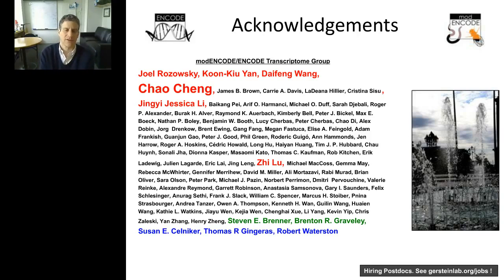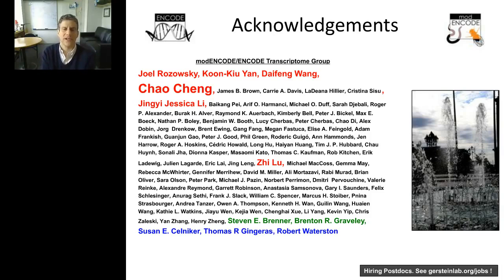And in particular, we need to acknowledge Bob Waterston, Tom Gingeras, and Sue Celniker, who led the data generation efforts on worm, human, and fly, respectively, and also Brenton Graveley participated very much. And then the other people listed on this figure are a lot of the analysts, and I highlighted some of the key analysts who worked on this, Joel Rozowsky, Chao Cheng, Koon-Kiu Yan, and so forth.